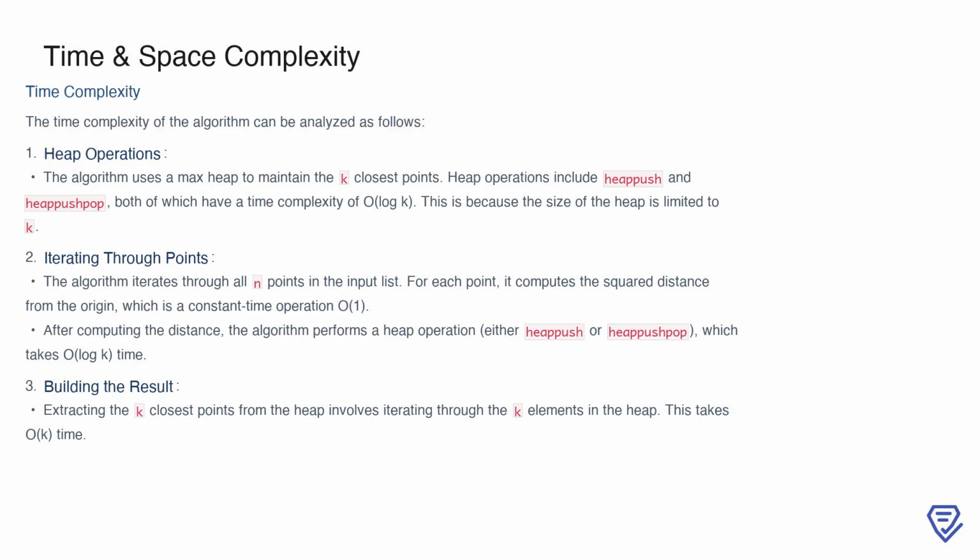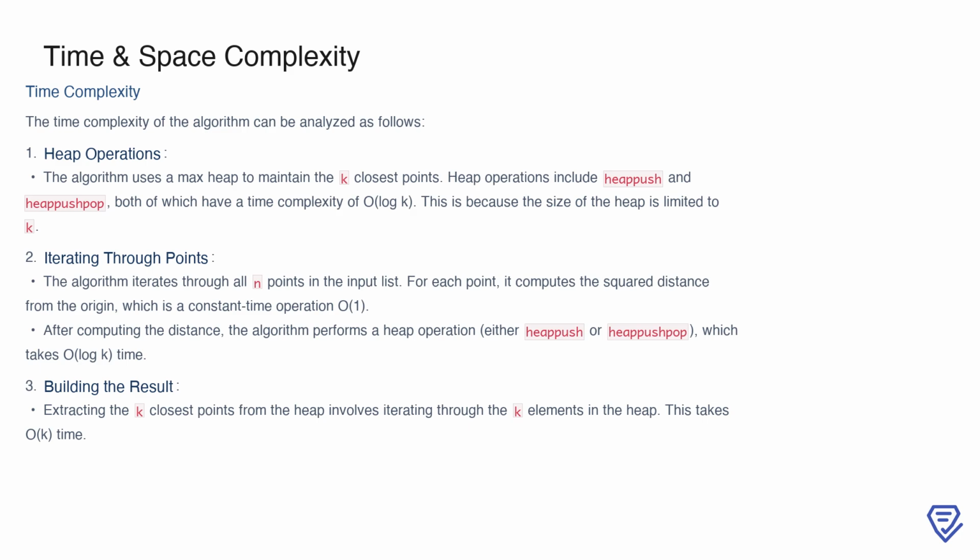Next, the algorithm iterates through all n points in the input list. For each point, it calculates the squared distance from the origin, which is an O(1) operation since it's just a basic arithmetic computation. After calculating the distance, it performs a heap operation, either adding a new point or replacing the farthest point in the heap. Each heap operation costs O(log k).